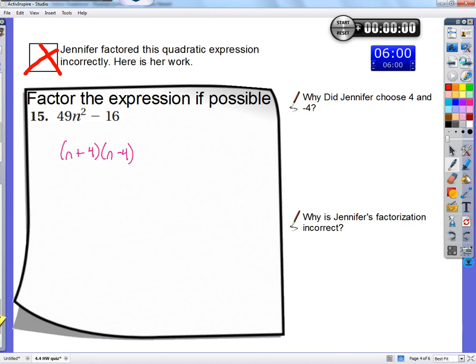Engaged, participate, go along in a much more smooth way. So why did Jennifer choose 4 and negative 4? You see 4, negative 4 there. She chose it for a reason. Why? Even if you just know why, again, it is helpful to actually write it down.